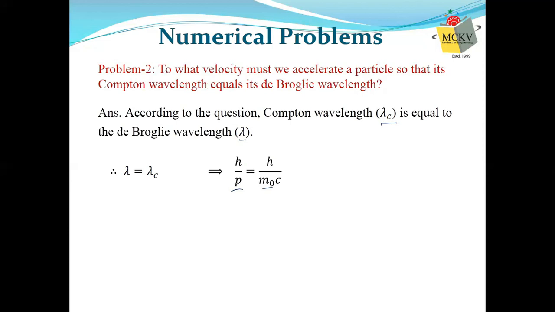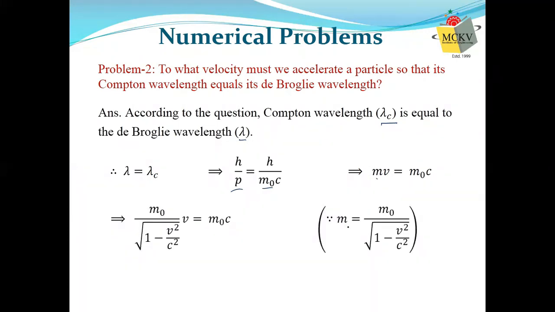Since numerators are the same on both the left hand side and right hand side, P equals m naught c, and momentum is the product of mass and velocity, so P equals mv. Now from relativistic mechanics, we know that the mass of a particle moving with a velocity v is m naught by root over 1 minus v square by c square. So instead of m, we can write the relativistic mass as this, and in doing so, m naught is cancelled out from both sides, so that 1 minus v square by c square equals v square by c square.